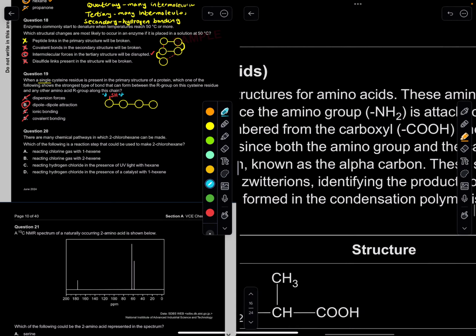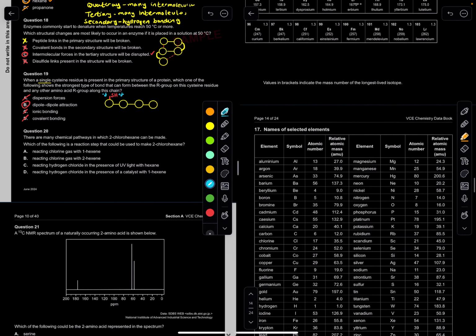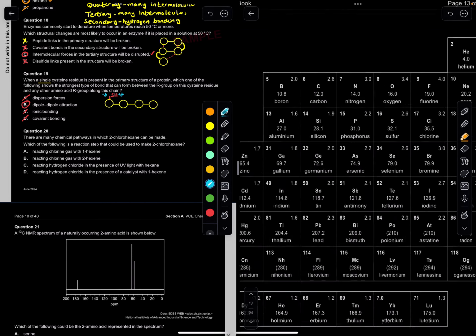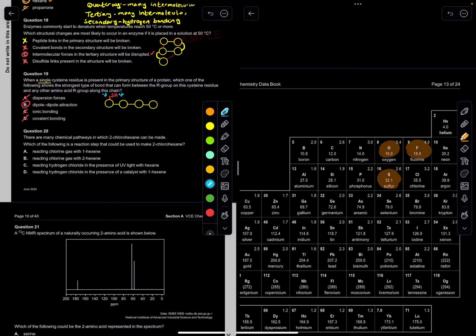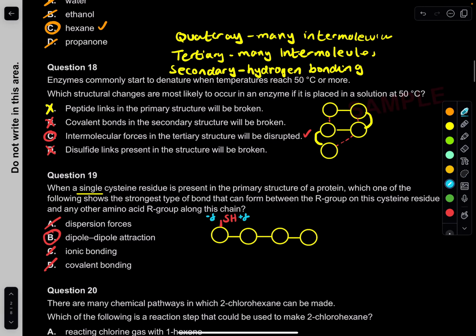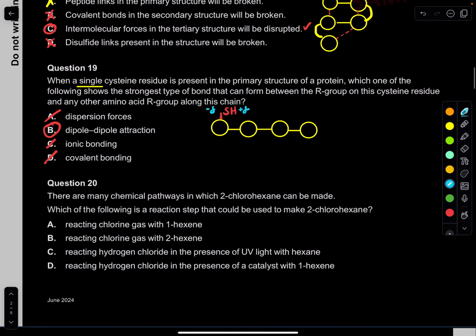So I just want to double check. I think it was sulfur. If you look at it in your table, there it is. You can see it's very strongly electronegative. You can see oxygen, fluorine, chlorine on the top right. The closer it is to the top right, the more strongly electronegative it is. So I would say 19B in that case. Beautiful. So that looks good.